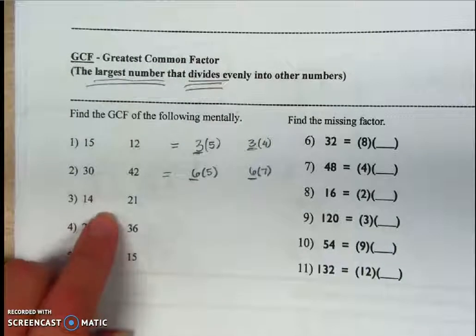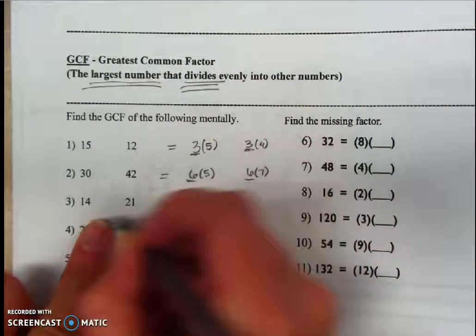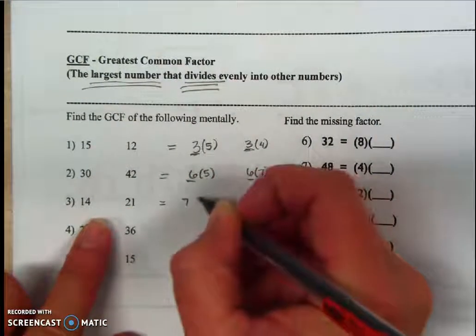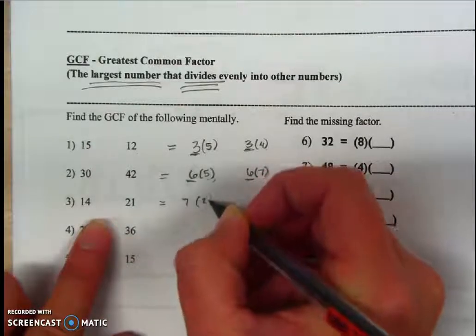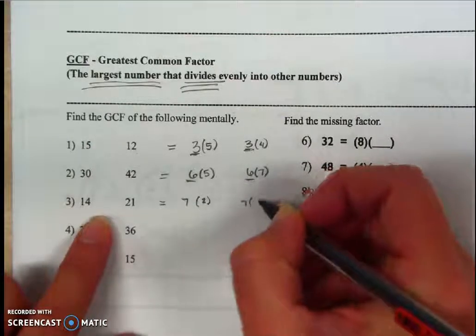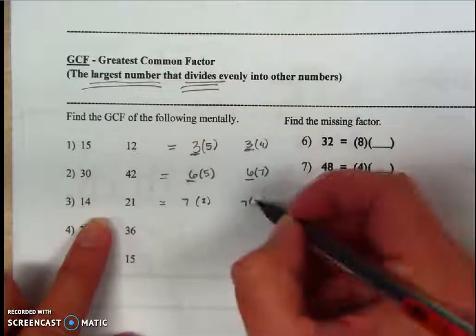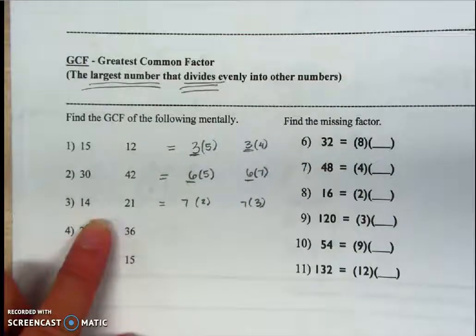What about here? 14 and 21. Hopefully you can see this one would be 7. Okay, because 7 times 2 would give us 14. 7 times 3 would be the one to get us 21.